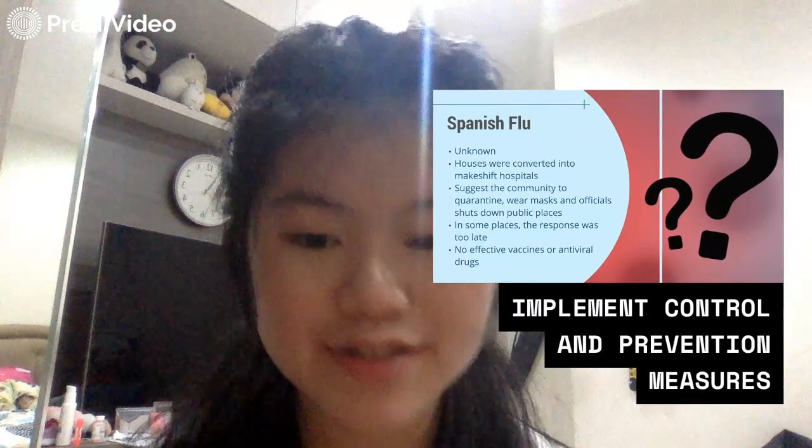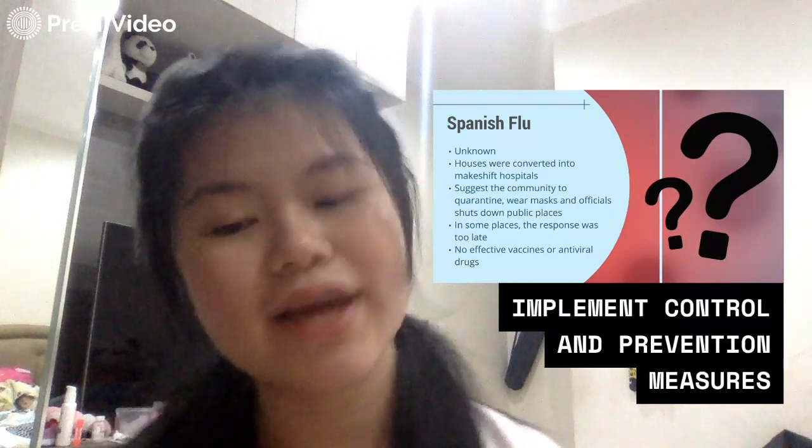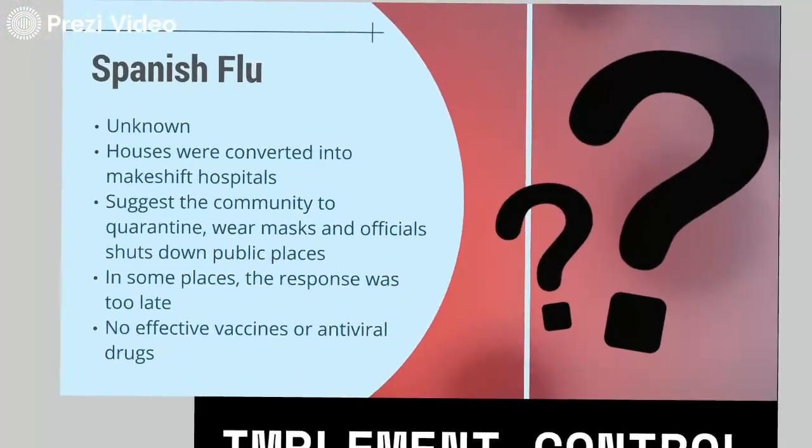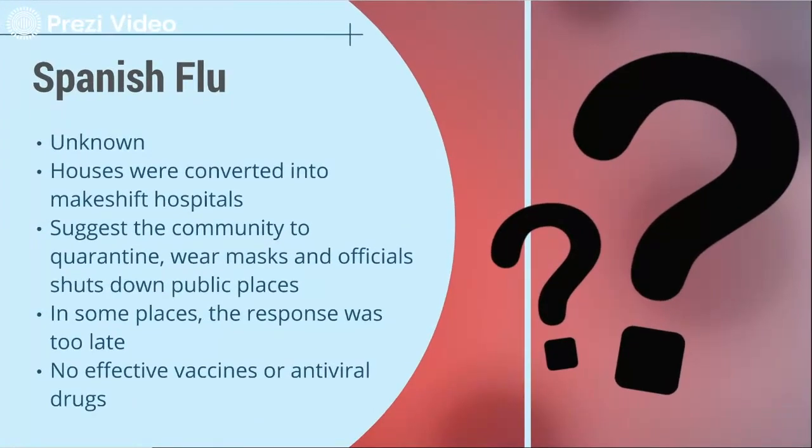Now I want to move on to the implemented control and prevention measures. For the Spanish flu, doctors and scientists were unsure since there was no effective vaccine, and hospitals were so full that sometimes houses were converted into makeshift hospitals. Officials in some communities suggested quarantine, wearing masks, and shutting down public places. But in some places, such as Philadelphia, the response was so little that social distancing was not known, and the disease was spreading like wildfire. There were also no antibiotics nor antivirals in 1918.